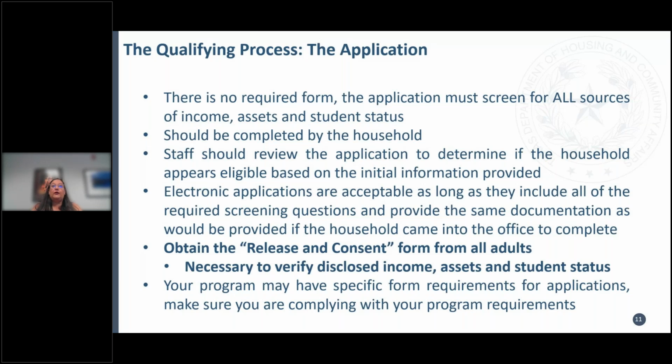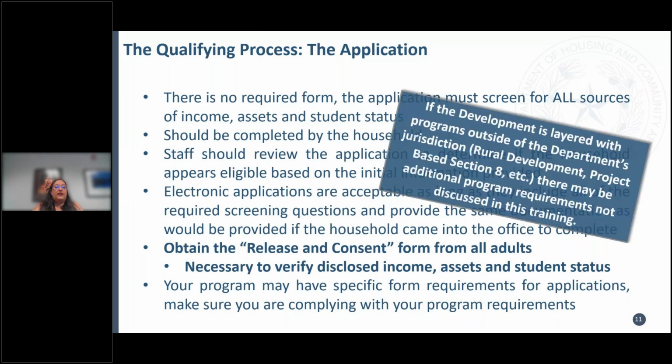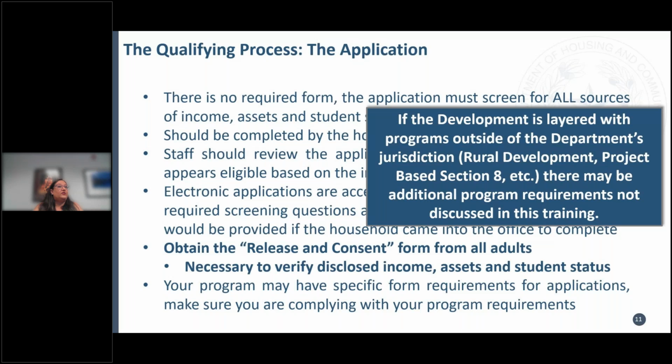Your program may have specific form requirements for applications, so you want to be sure that not only are you complying with what we are asking you to do, but that you are also complying with your layered programs. If the development is layered with programs outside of the department's jurisdiction, like Rural Development or project-based Section 8, there may be additional program requirements not discussed in this training.